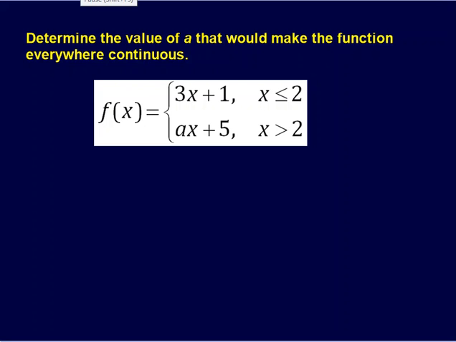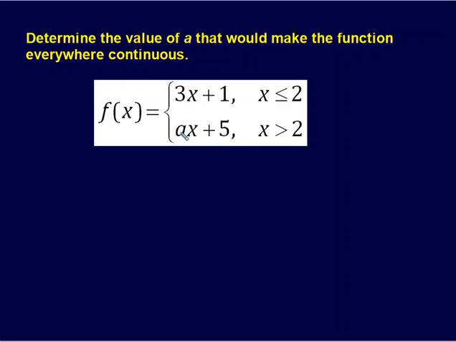This problem wants us to determine a value of a parameter a that would make this piecewise defined function continuous everywhere. Now, because of the nature of these expressions, if I were graphing just y equals 3x plus 1, I recognize that's going to be a line and it would be continuous everywhere I draw it, as long as there was no other restrictions. And so it's continuous on the entire interval when x is less than or equal to 2.